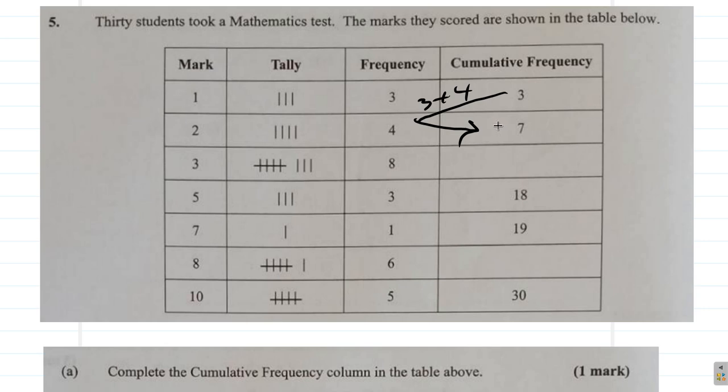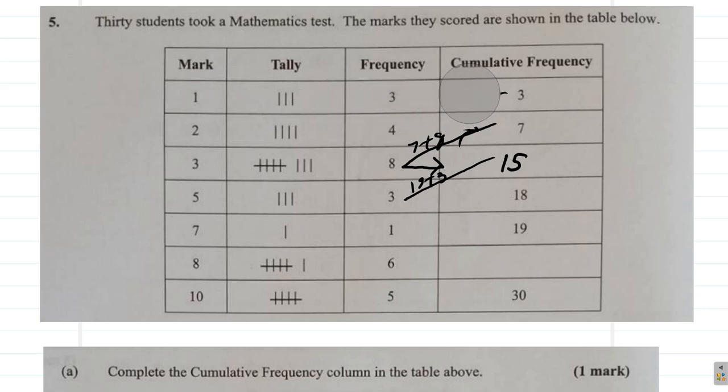Now, you will have 7 plus 8 to come here. 7 plus 8 is 15. So this should be 15 then. That 15 plus the 3 here, 15 plus 3 is 18. Alright, so that's what we have so far.